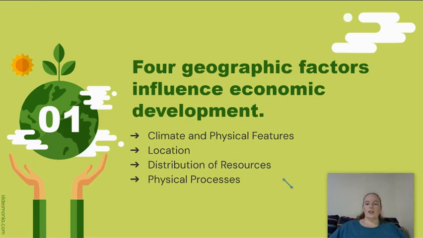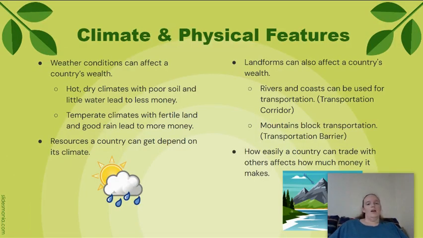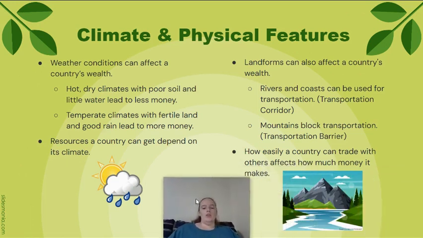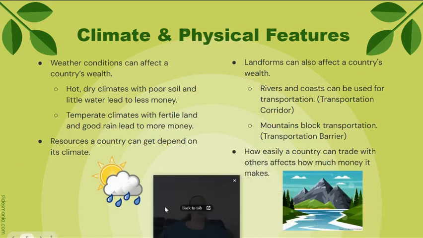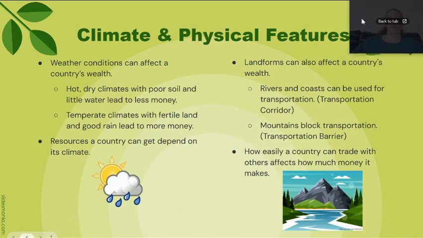Four geographic factors influence economic development. The first is climate and physical features. Our second is location. Our third is the distribution of resources. And our fourth is physical processes. I'm going to move myself over so you can see our pretty pictures.